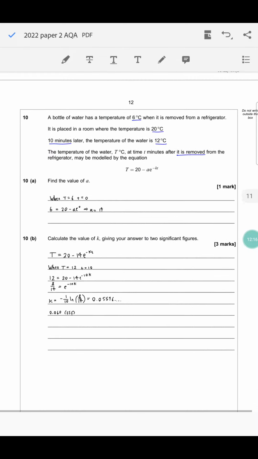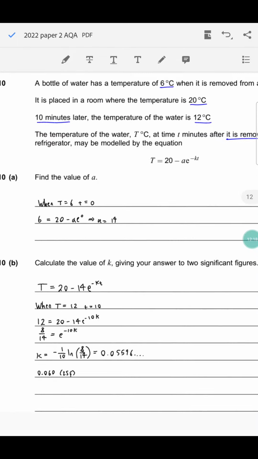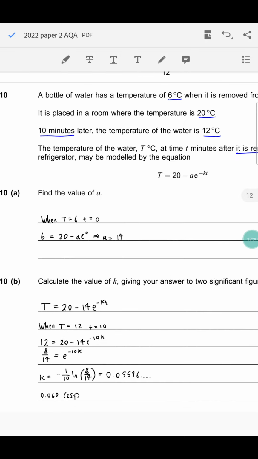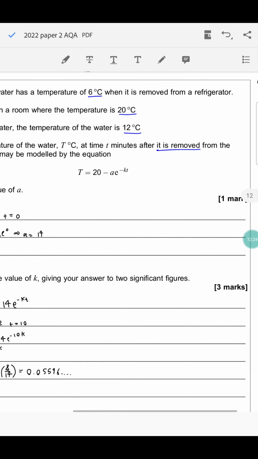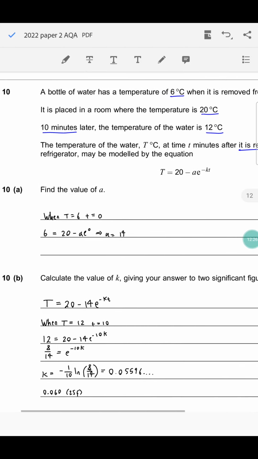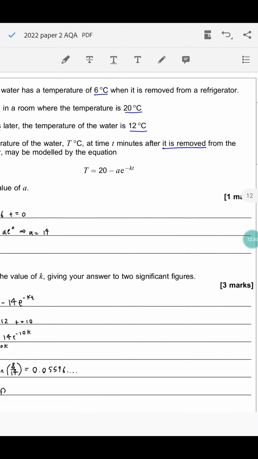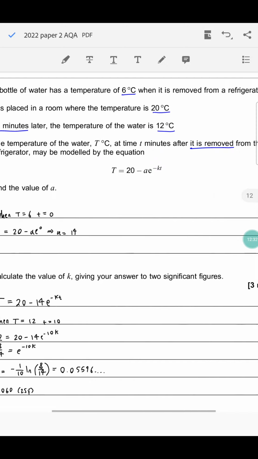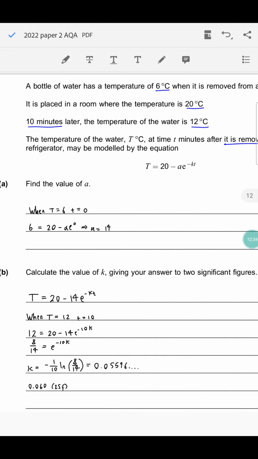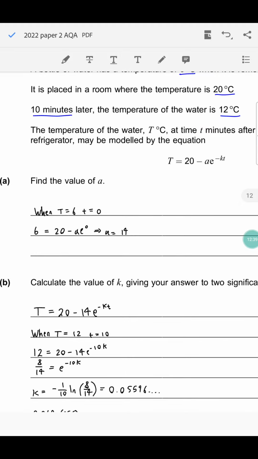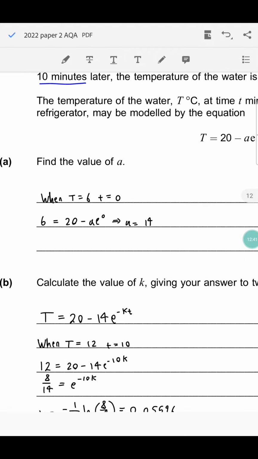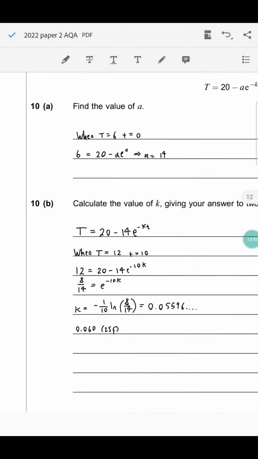Now, this is an exponential modeling question. It says a bottle of water has a temperature of 6 degrees when it's removed from the refrigerator, and we know that this equation models it from when it was removed. So when the time is equal to 0, we know the temperature is equal to 6. If we substitute that, we should get A is equal to 14. Now we know what A is.